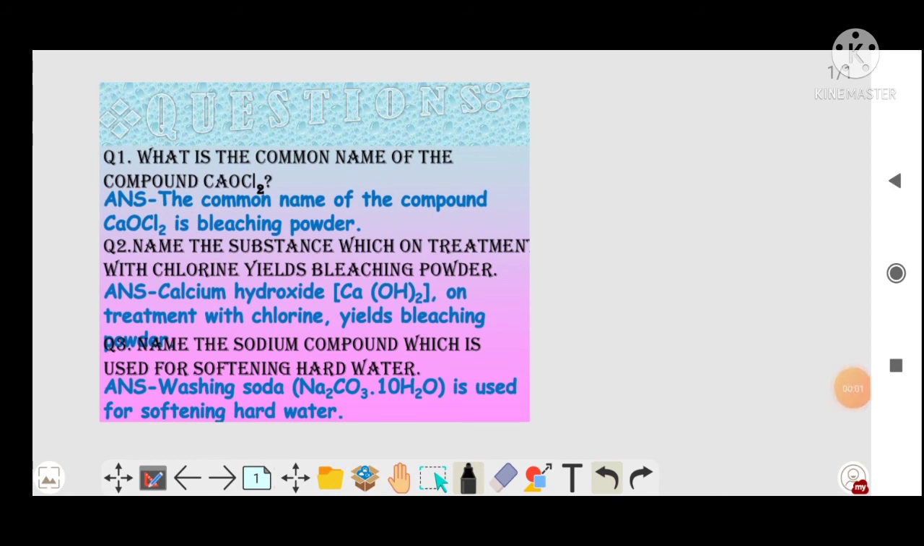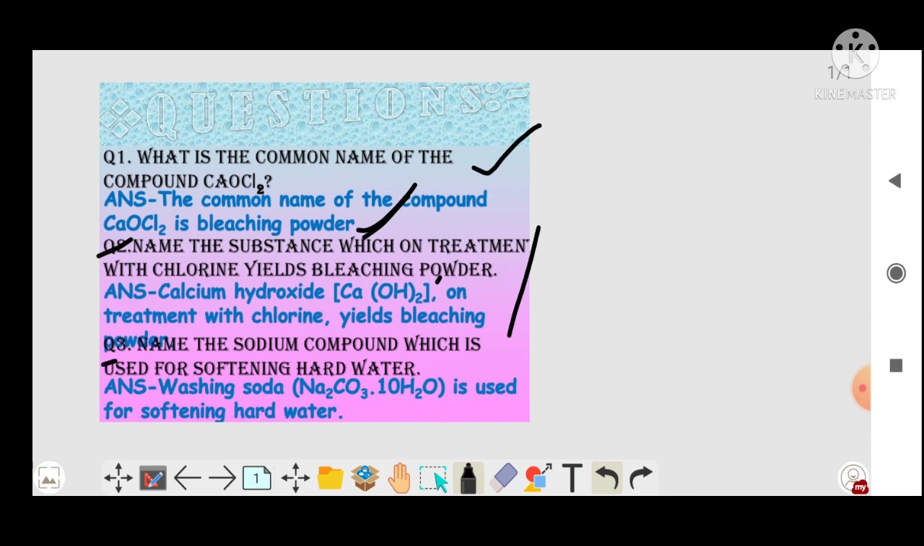Okay, what is the common name of the compound CaOCl2? The common name is bleaching powder. Question 2: name the substance which on treatment with chlorine yields bleaching powder. What is the name of the substance? Calcium hydroxide, on treatment with chlorine, yields bleaching powder.